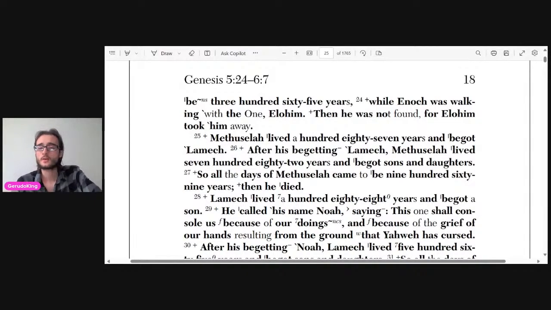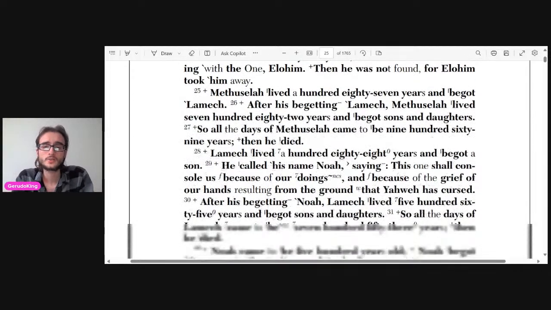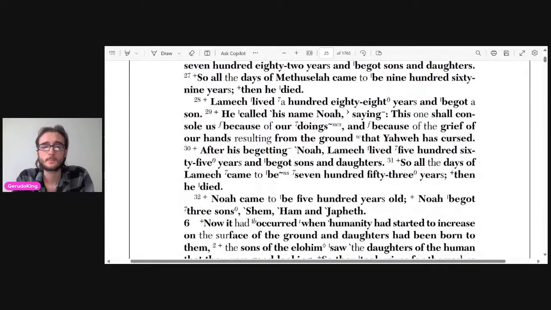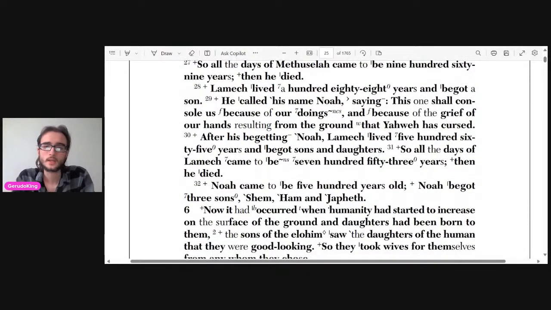Methuselah lived 187 years and begot Lamech. After his begetting Lamech, Methuselah lived 782 years and begot sons and daughters. So all the days of Methuselah came to be 969 years, and then he died. Lamech lived 188 years and begot a son. He called his name Noah, saying, "This one shall console us because of our doings, and because of the grief of our hands resulting from the ground that Yahweh has cursed."